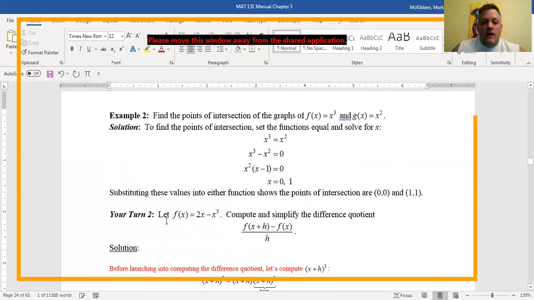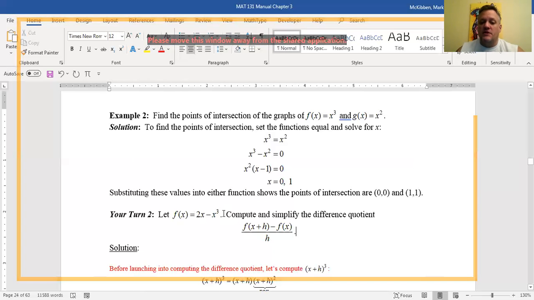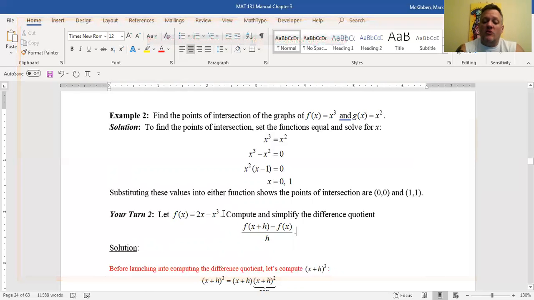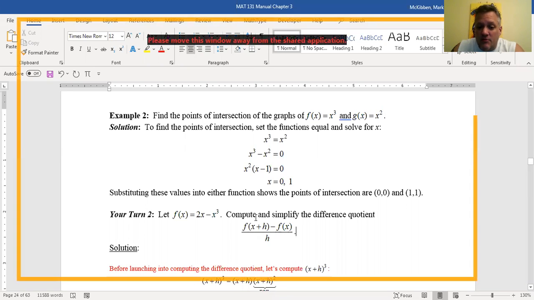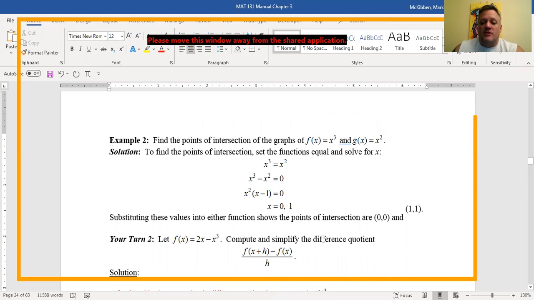Okay. For your turn 2, you've seen this difference quotient before. We've seen it for different functions earlier, in particular quadratics and linear functions. Now we're just throwing a cube in. The only tedious part, not hard, tedious, is the algebra. In particular, you have to be able to compute f of x plus h correctly right off the bat. Why don't you stop and try it, and then come back for the discussion. So I'll pause for a moment, pause the video, do it, and then come back.